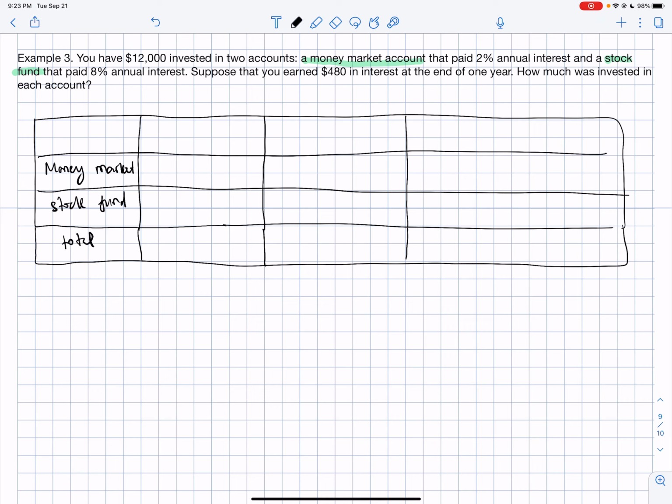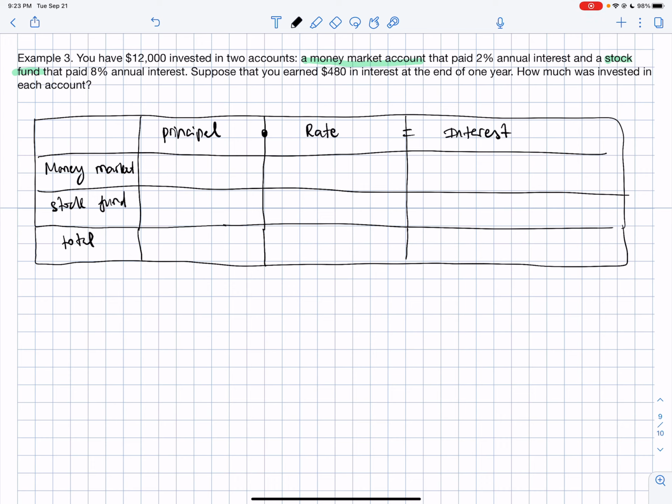The first one is the number of units. We don't have the number of units, but we have the amount in each account. In accounting, it's called the principal. This is the money at the beginning that we have. And then cost per pound or cost per person, in this case, will be the rate. And then the principal multiplied by the rate will give us the interest.